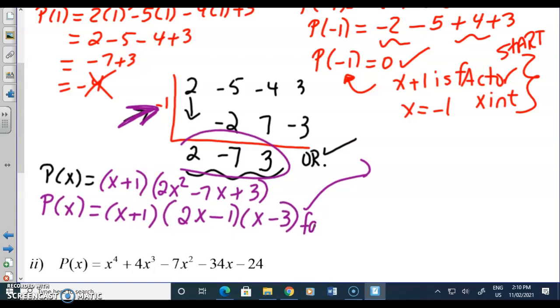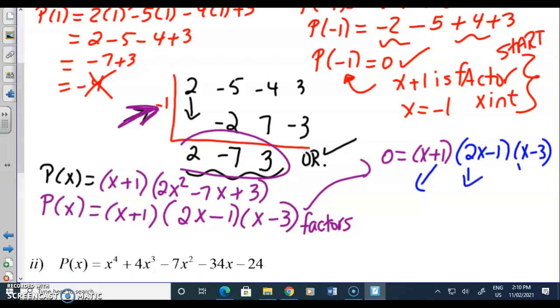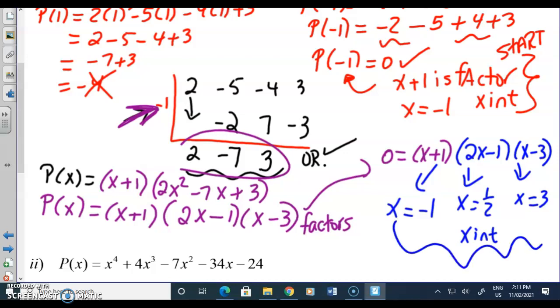So remember that word factors, which means my x-intercepts, you set it equal to 0. But I need to, oh yes, I've got it already factored. So I set them equal to 0. All right. So what are my values for my x-intercepts? I get negative 1, I get a half, and I get 3. And those are my x-intercepts. Notice how I have 3 of them, and there's 3 of them because I started with the cubic, and you can only have a maximum of 3.